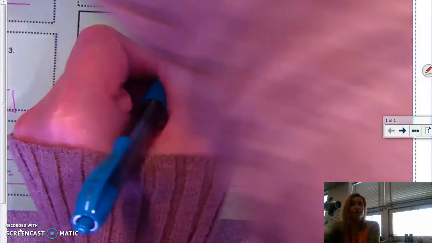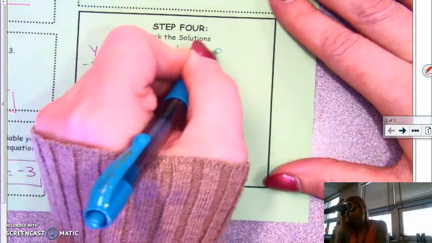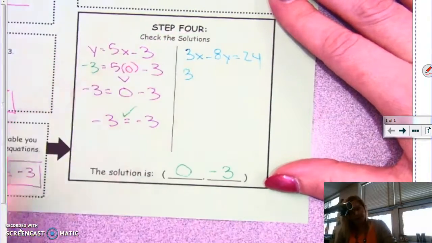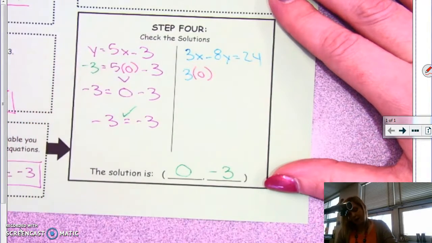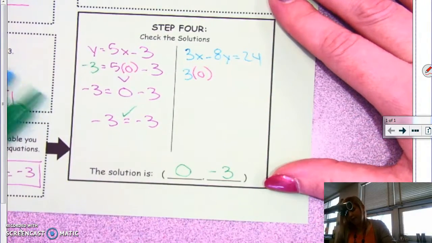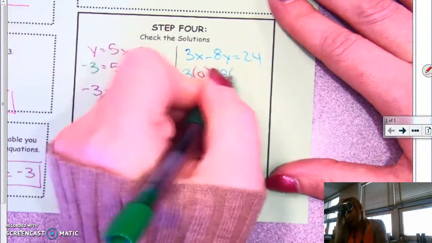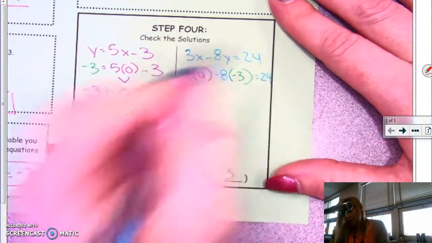So I have 3x minus 8y equals 24. So in place of the x, we're going to put the 0. And in place of the y, we're going to put our negative 3. And see if everything on that side actually equals our 24.